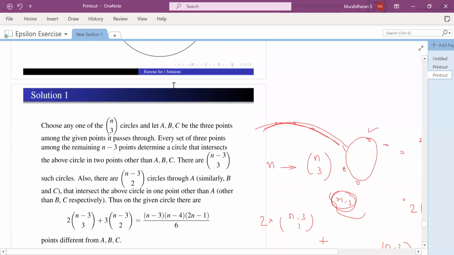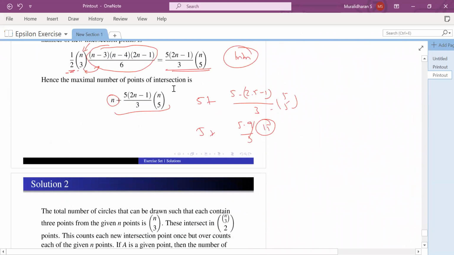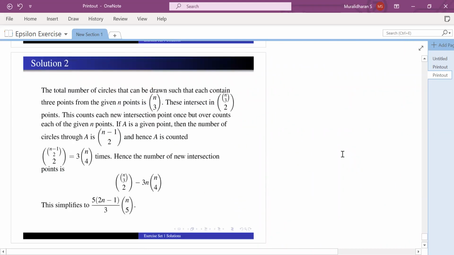So this is one way of doing that. The other way is much simpler. What we do is that we first form all the circles, nC3 circles. And any two circles could be chosen in nC3C2 ways, isn't it? So those two circles will intersect in 2 points, because I have one circle here and one circle here. So these will intersect in those many points. So I have nC3C2 ways because any two circles will intersect like that.